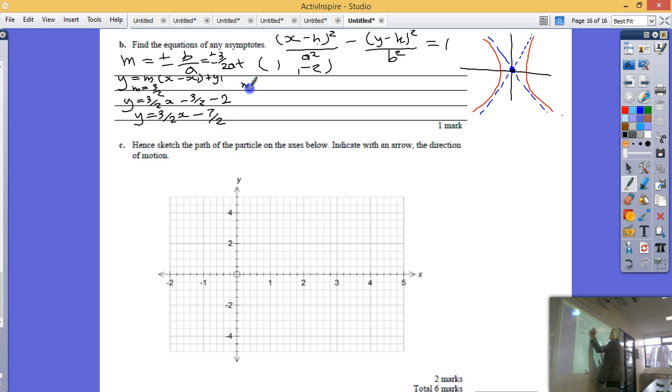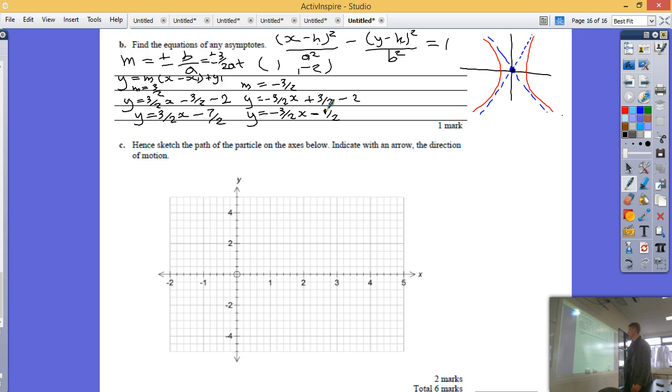We do the same for the different gradient, -3 on 2. -3 on 2x, and it becomes plus 3 on 2 minus 2. So that gives you an equation of plus a half. Oops, minus a half. Be careful with our little numeracy there. So those are our two equations from using the different gradients.